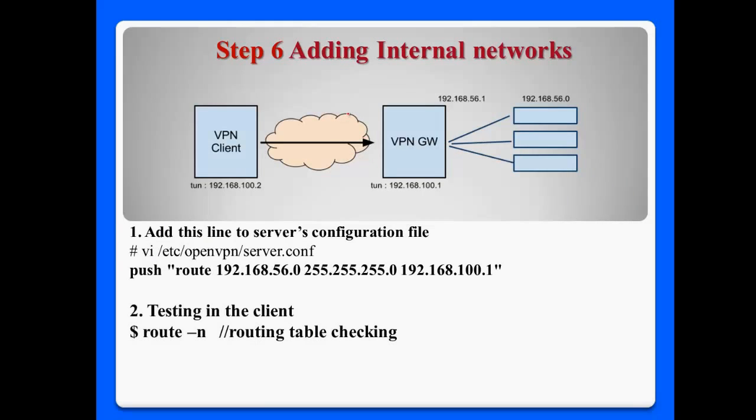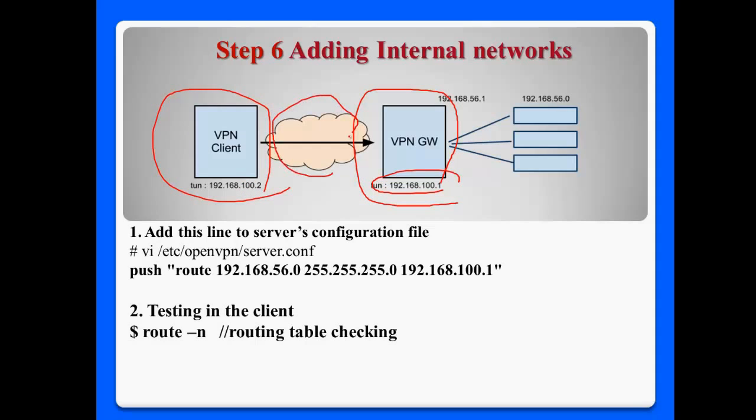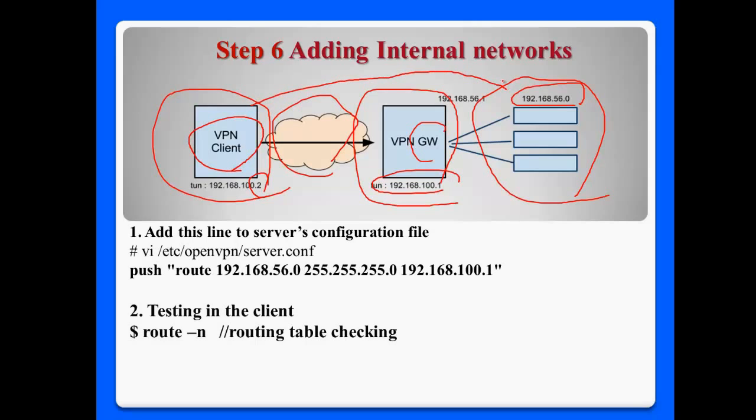Step 6, adding internal networks. For example, here there is a VPN gateway with IP address 192.168.1.101, and this one is the VPN client, especially a remote VPN client across the internet. And this one has IP address 192.168.1.102. But behind the gateway there is one more subnet address like this, 192.168.56. In this case, this remote VPN client wants to connect to the VPN client behind the VPN gateway.